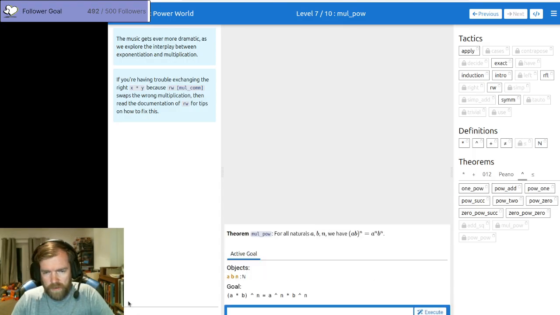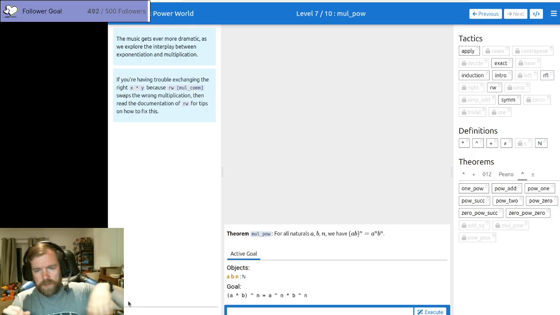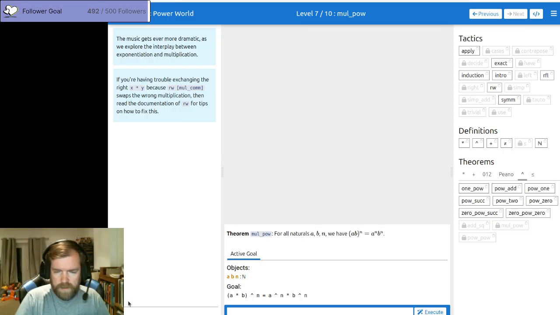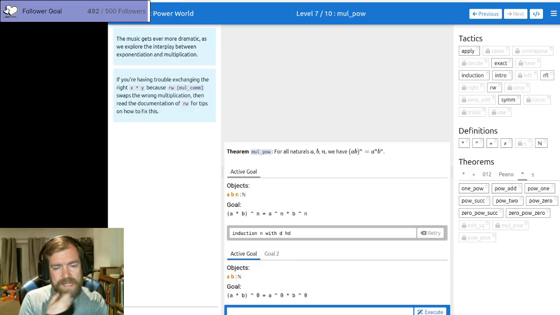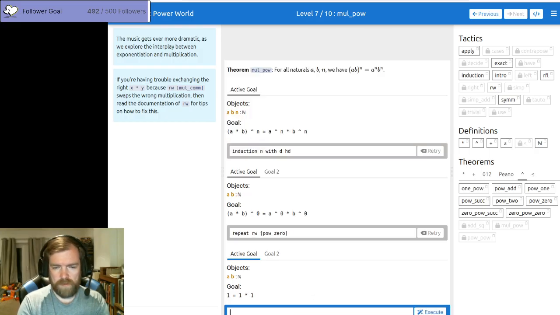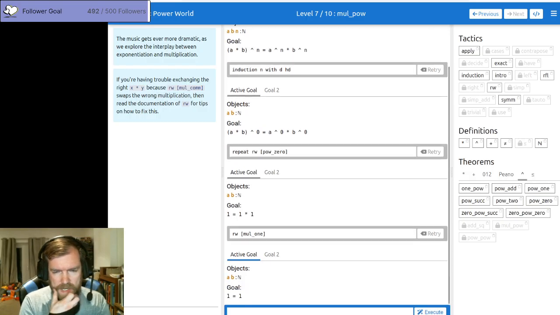For naturals a, b, n, we have multiplicative power. A times b, parentheses, all raised to the n is going to be equal to a to the n times b to the n. So again, this should just be another proof by induction. Induction n with d, HD. Okay, repeat, rewrite pow_zero, and rewrite multiply one. Reflexive.